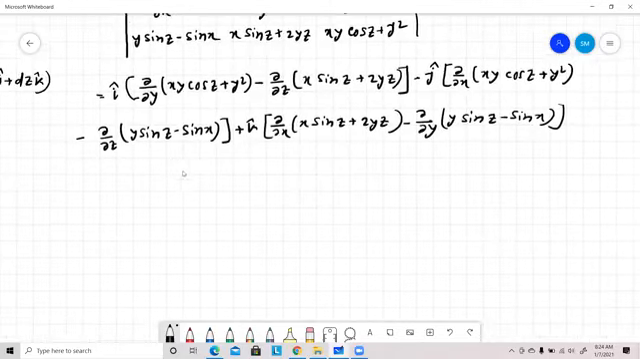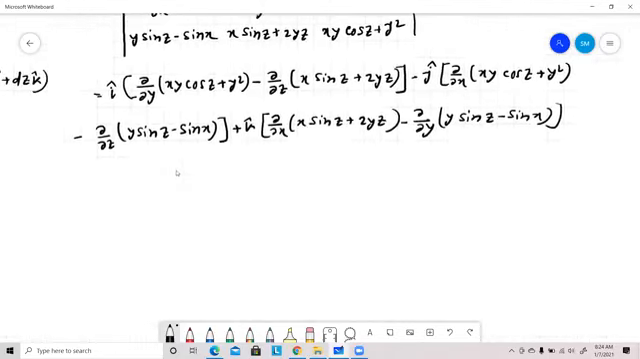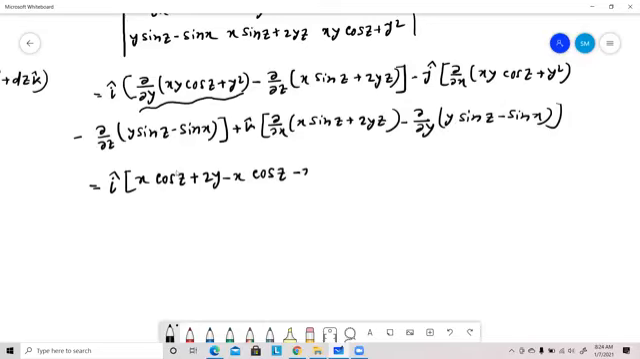Now if we do the partial differentiation for the first term, what will it be? From this term, x cos z plus twice y, minus x cos z plus twice y. So x cos z minus x cos z, and plus twice y minus twice y. Yes, there is a minus in front, yes sir.